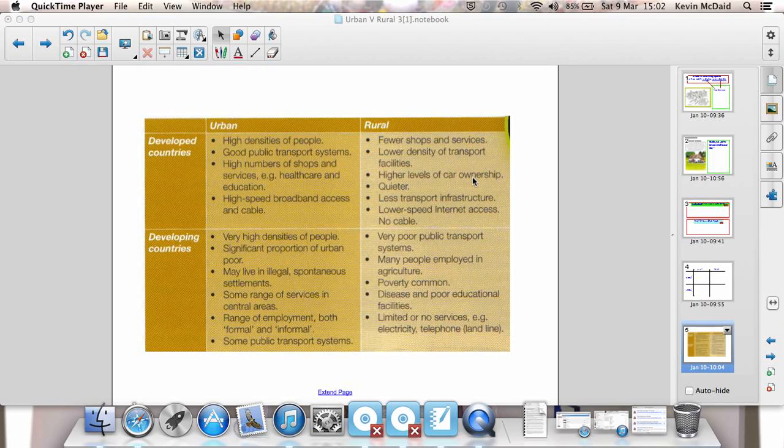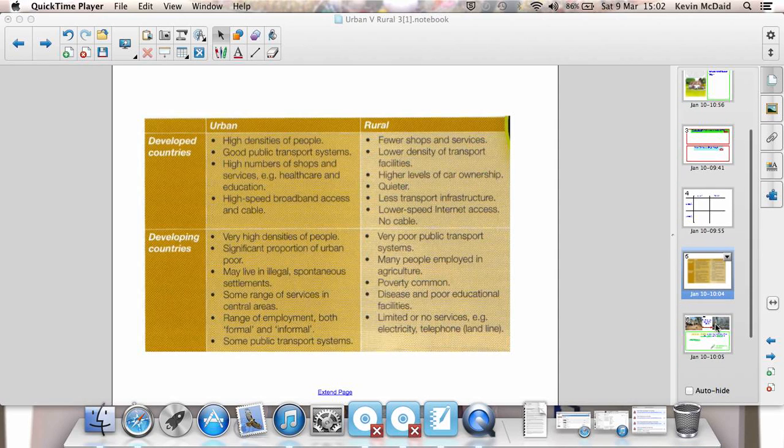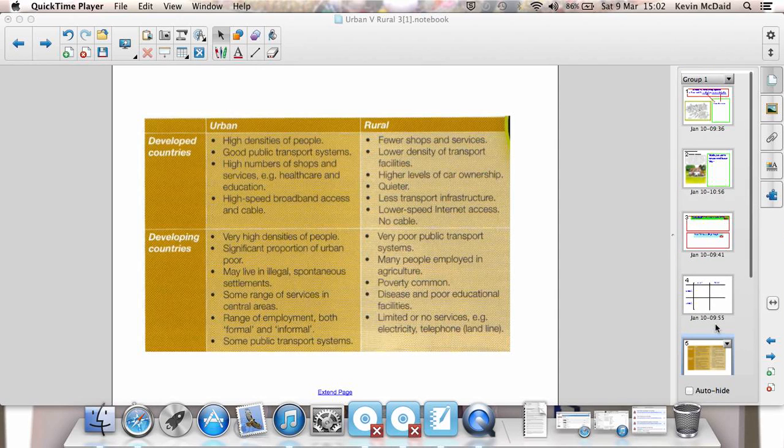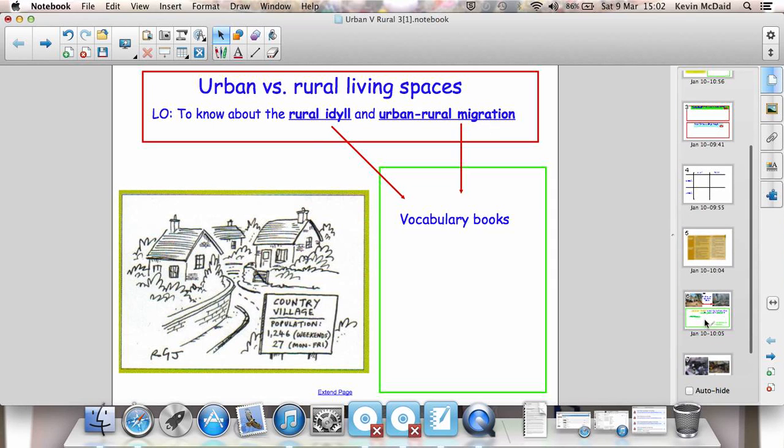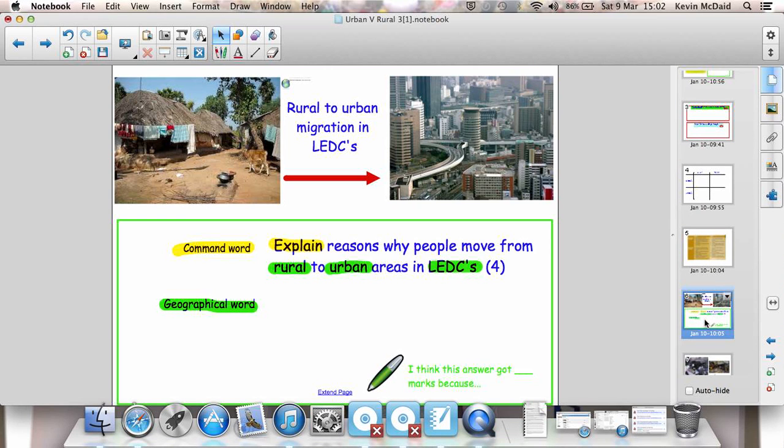There's some public transport, but not much. Villages, rural areas in LEDCs, very poor public transport, if any. Most people employed, if they are employed, in agriculture, poverty is very widespread, disease, poor educational facilities, and hardly any services. Now, because of this, in LEDCs, the opposite of urban to rural migration is the case. In LEDCs, it is rural to urban migration, people moving from rural areas to the city.